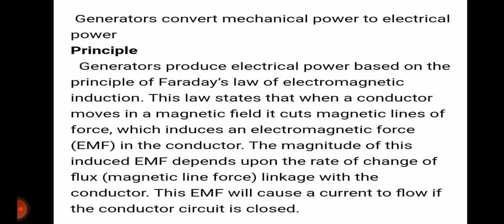That is, when a conductor is placed in a varying magnetic field, an EMF is formed, which is known as induced EMF. A current will be formed when the conductor is placed in a closed circuit. That is the principle of electromagnetic induction, Faraday's law of electromagnetic induction.